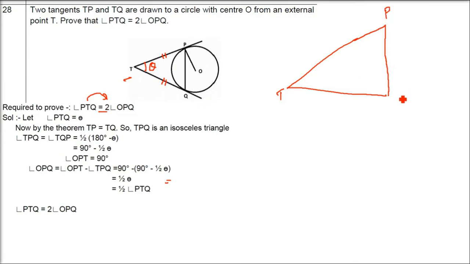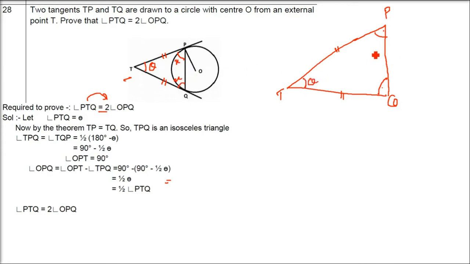So TPQ. Now I am saying this TP equals TQ. Why? Because this is an isosceles triangle, two sides are tangents. So when the sides are equal, the opposite angles will also be equal. This means these two angles are equal. Let us say it to be x. Just assume it to be x.